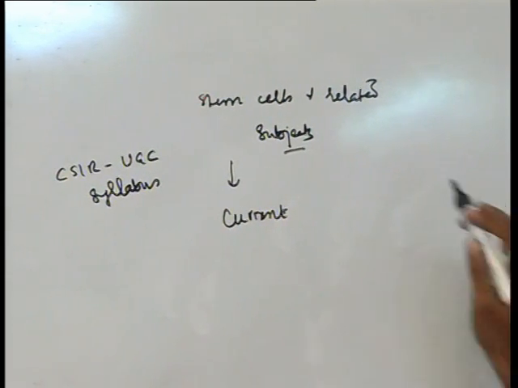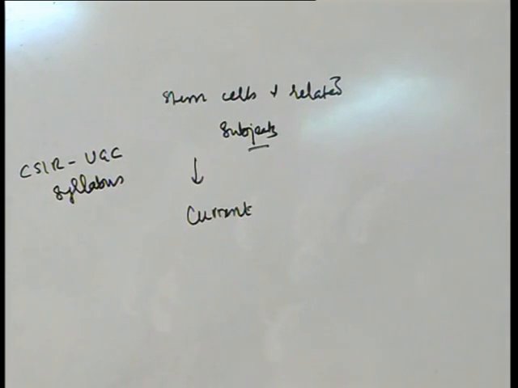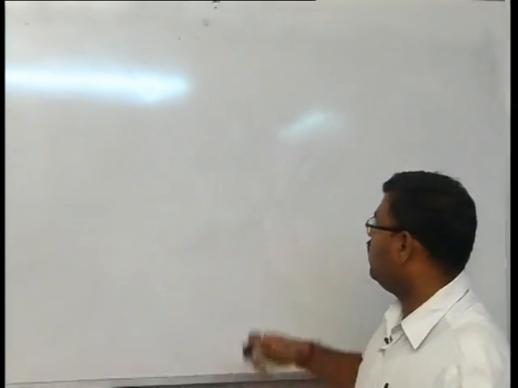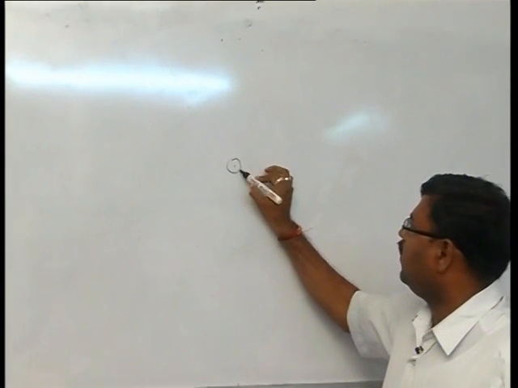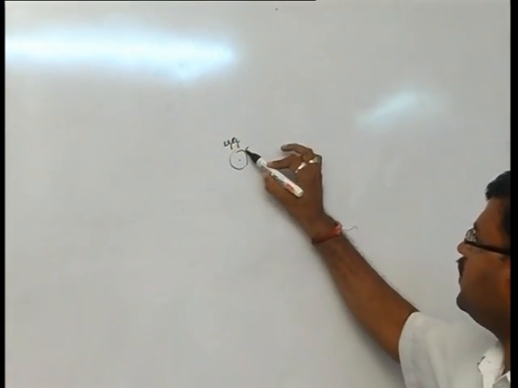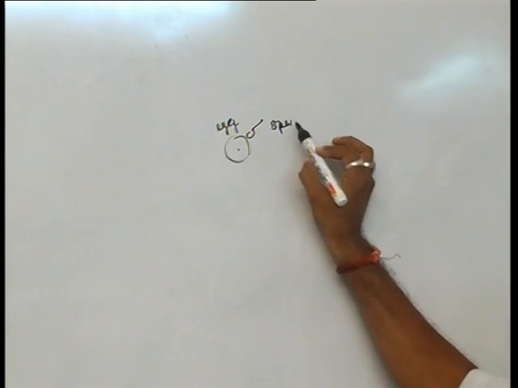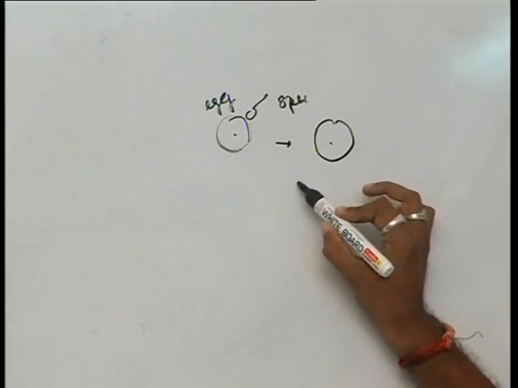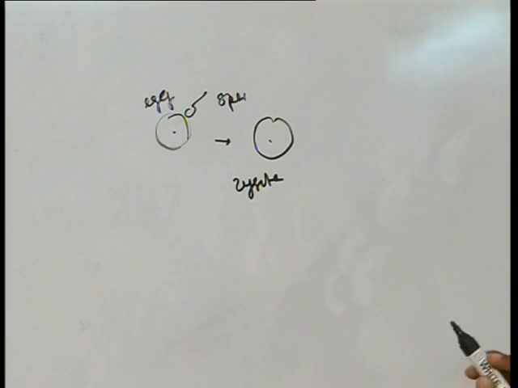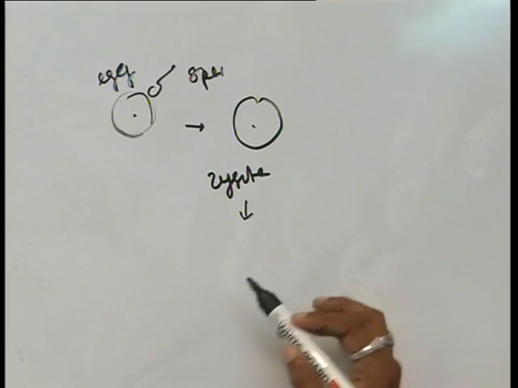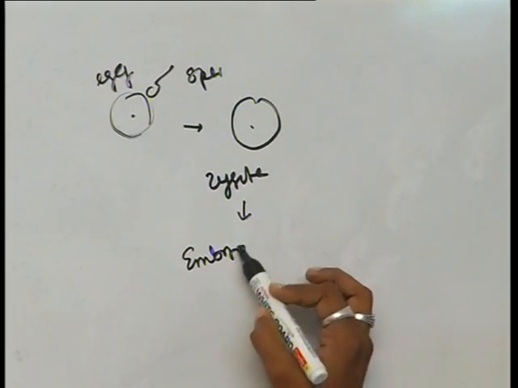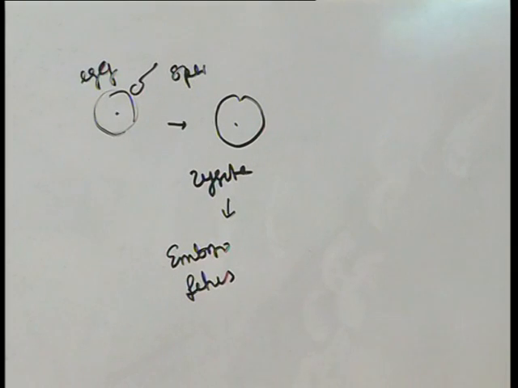Okay. So the stem cells, what are stem cells? You might already be aware of what stem cells are all about. However, I will start with this one. When the egg is fused with the sperm, this becomes the zygote. The zygote is the principal starting point for the whole embryo or the whole fetus to develop.